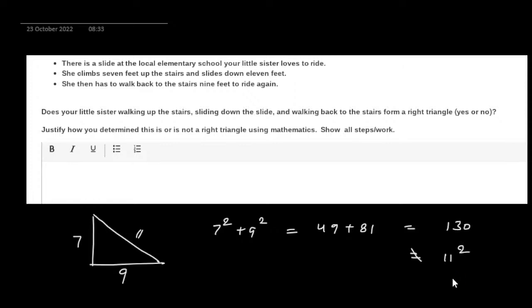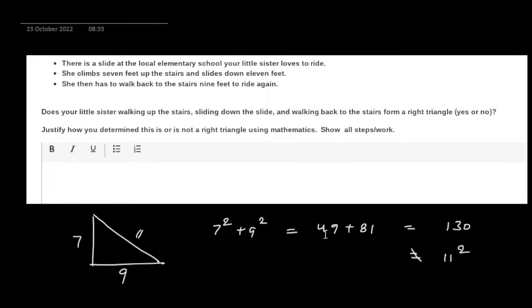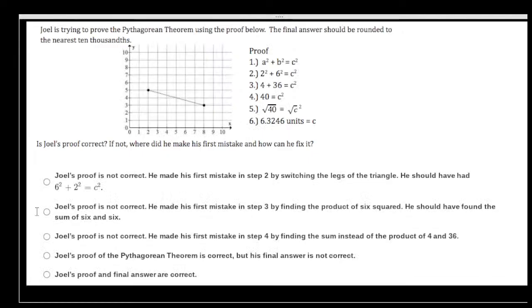Just justify how you determine whether this is a right angle using mathematics. Show all steps. So this is what you are going to do. You are going to find the square of 7 and 9 and add them, and if it is not equal to the square of 11, you get the answer.